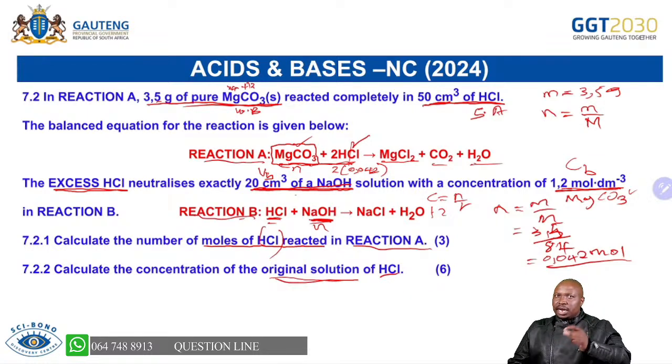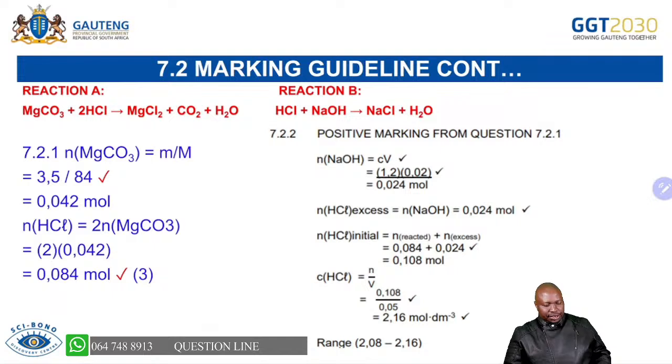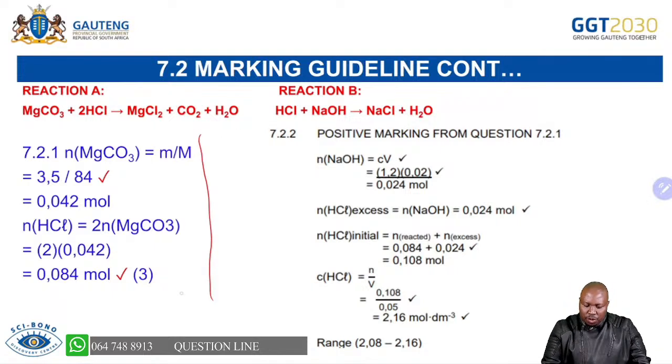So the question, you can see, is the same question. We're just going around, and if you now start to learn how to go about these types of questions, you won't have a problem. So here, I was just showing you how we worked out the 0,084. Let's look at the memo for 7.2.2, which is our interest.